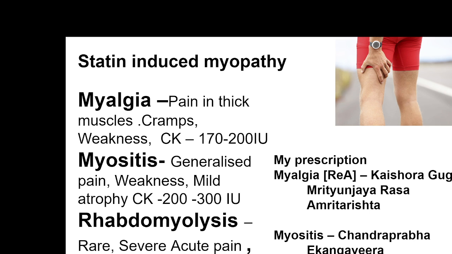The majority of the patients develop symptoms of myalgia, which is characterized by pain in the thick muscles, cramps, weakness, and all other investigations would be normal. Only the creatine kinase may be slightly increased, at the level of 170 to 200, not more than that. And many times even this could be normal. Hence, in contemporary science, this is not included as damage as such.